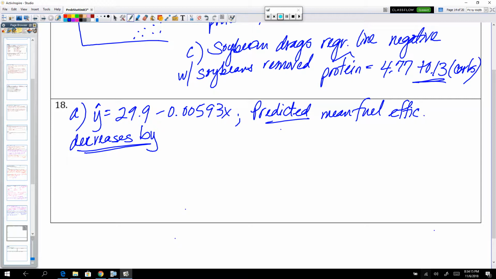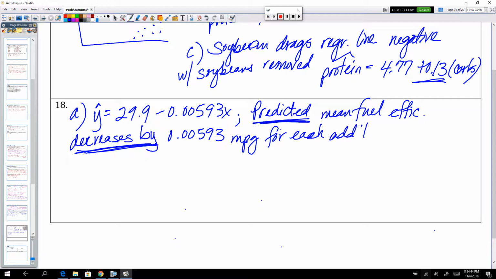For part A, we're asked to interpret the slope. We start off with the word predicted always. Predicted mean fuel efficiency, that's what y hat is, decreases by. Why do we say decreases and not increases? Because of the negative sign, okay? So the predicted mean fuel efficiency decreases by 0.00593 miles per gallon for each additional one, that's always in your slope statement, for each additional 1 mile per hour of speed. Okay?